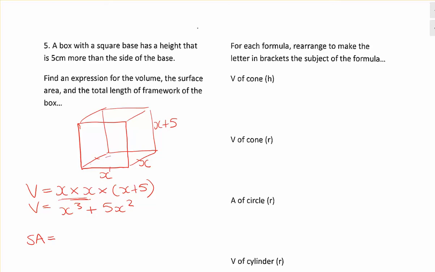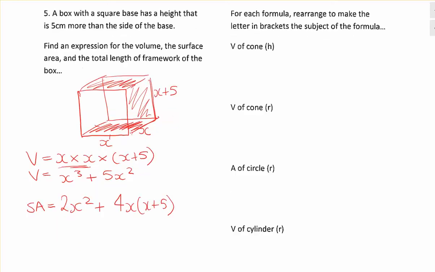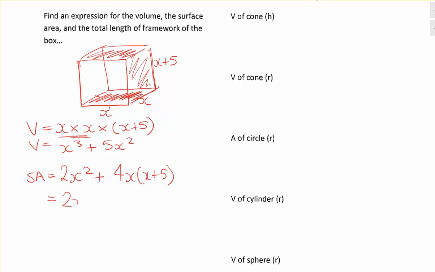Okay, so surface area. If we take the area of the bottom face, which would be x squared, there's 2 of those, plus, now if we take the area of a side, which would be x times x plus 5, and there are 4 of those. So that's my equation, and if we tidy that up, surface area.